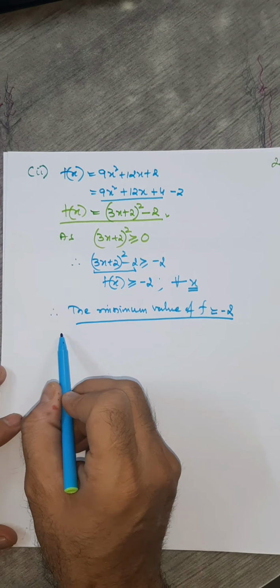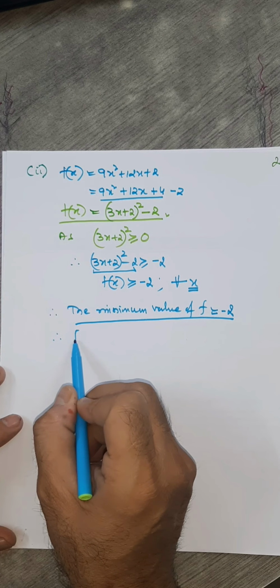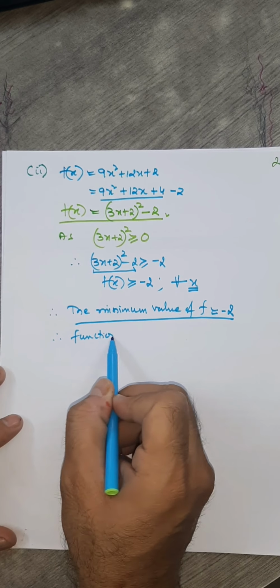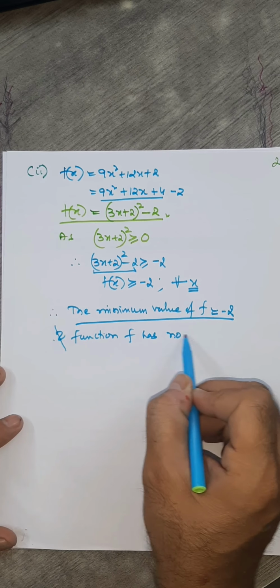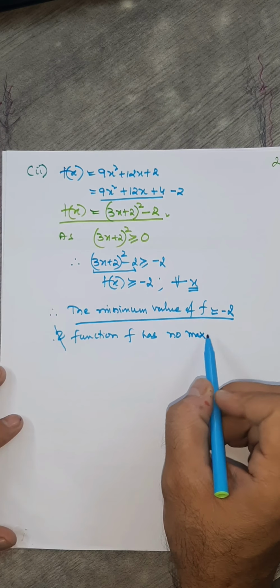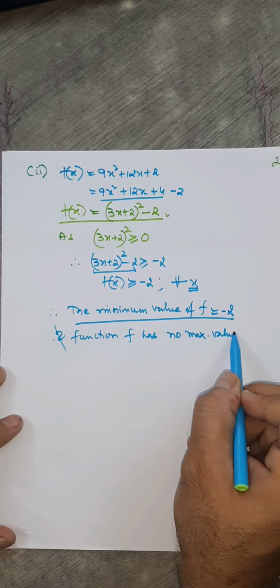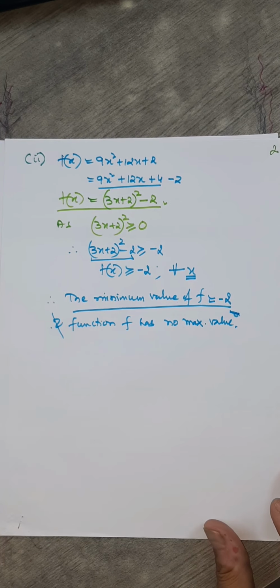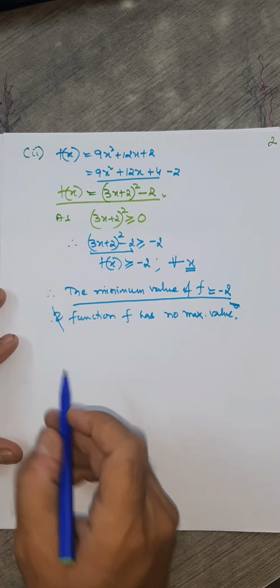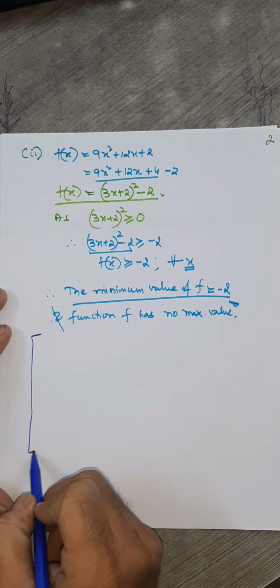And there is no upper bound, so therefore you can say that function f has no maximum value. The maximum value of the function doesn't exist. It has no absolute maximum value. Okay, the minimum value is minus 2. Right? Now we can do it this way also using that result, right?